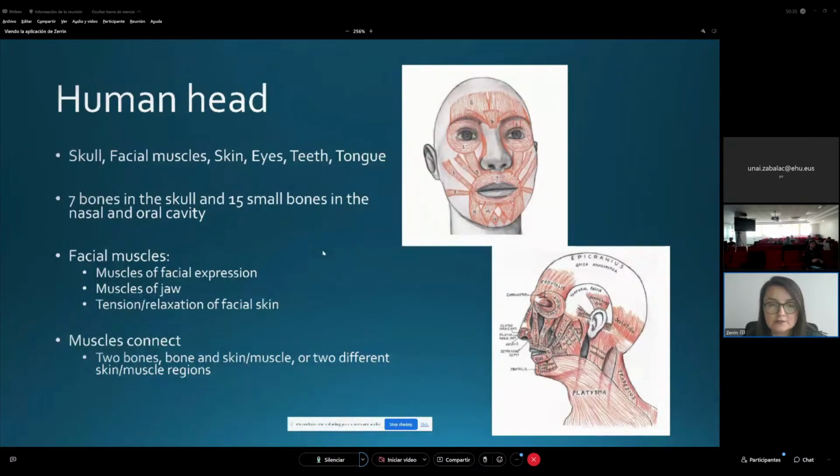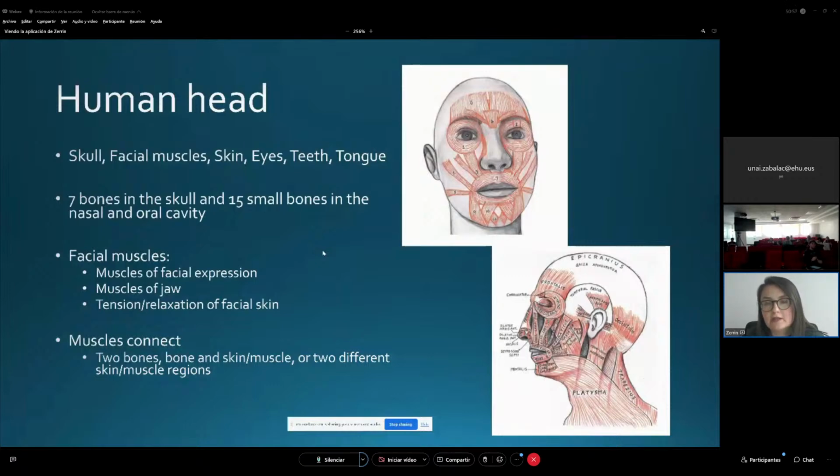There are a lot of muscles, tensions and relaxations of the facial skin and the jaw. It's a complex structure. It has bones, as well as muscles. So all these things have to be simulated. But then you might ask the question, to what extent will I do that? It depends on the application.